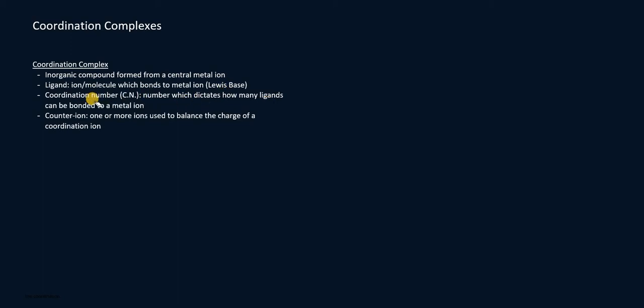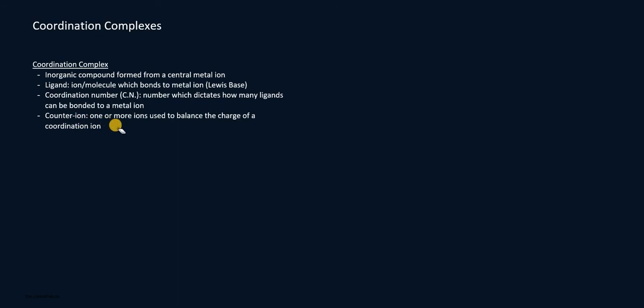Coordination number. The coordination number, which you'll sometimes see abbreviated as CN, is just the number that dictates how many ligands can be bonded to your metal ion. So, for example, let's say your coordination number is 4. That means your ion has 4 things bonded to it. And the coordination number will always be given to you. It's not something you have to have memorized because, technically, the coordination number changes all the time for most of the metals. So the coordination number will be given to you in the problem.